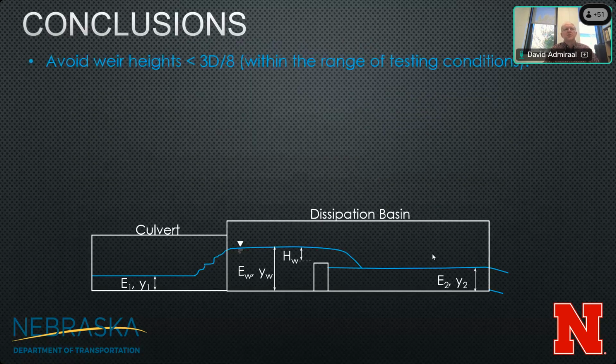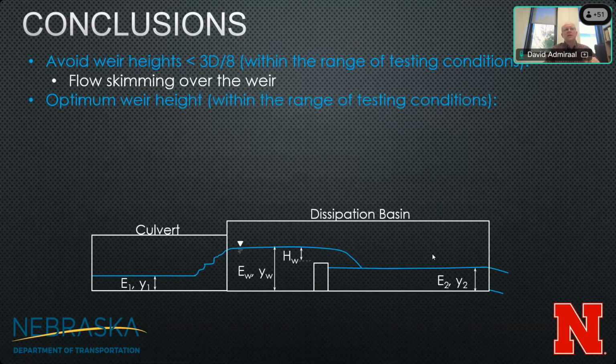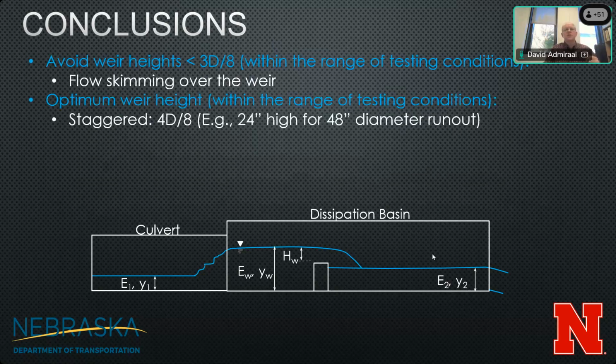And so a couple additional conclusions. I would say that I would avoid weir heights that were less than 3d/8 within the range of testing conditions. And the main reason for this is that the flow skims over the weir in these cases. And a second conclusion is that the optimal weir height within the range of testing conditions was about 4d/8 for the staggered weir, so about half the diameter of the culvert. And it was about 3d/8. I'm sorry, 4d/8. Oh, I got these mixed up. Yeah, no, that's right. Staggered, it was 4d/8. For full, it was 3d/8.